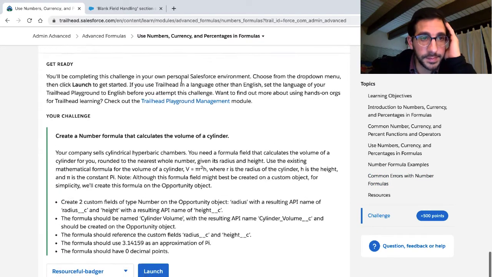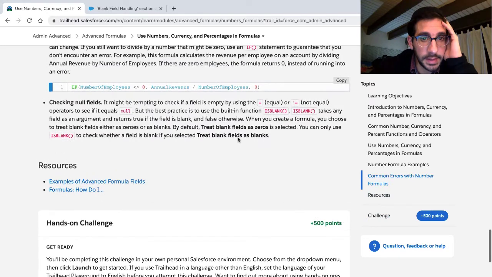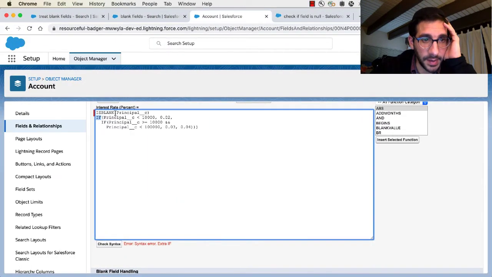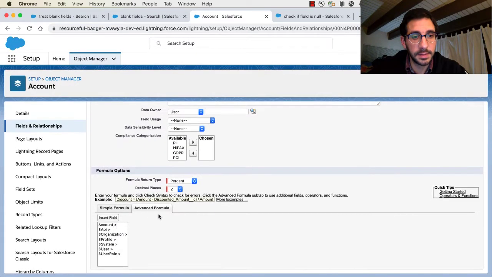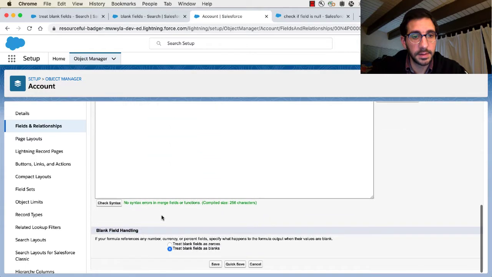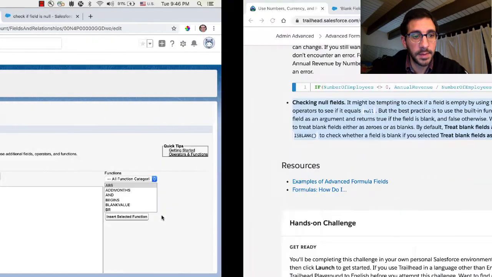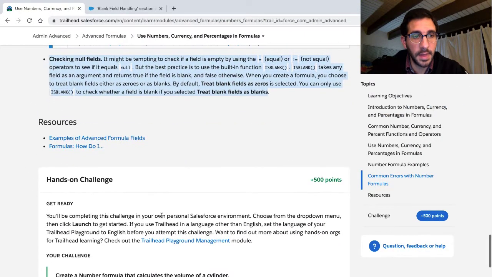Okay. So bottom line is I don't know how to use this. Going back to that previous example, I would like to be able to check if principal is blank, then do nothing. If it's not blank, then calculate the interest rate. All right.